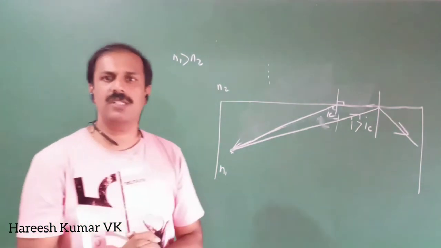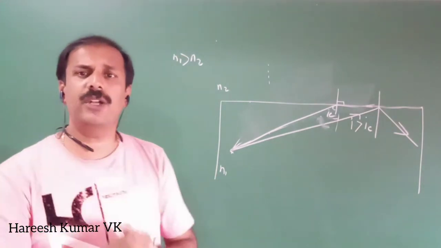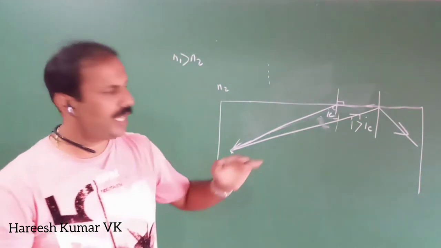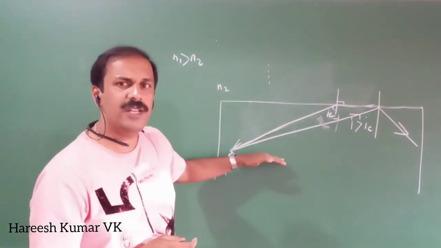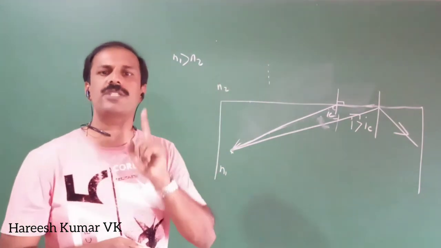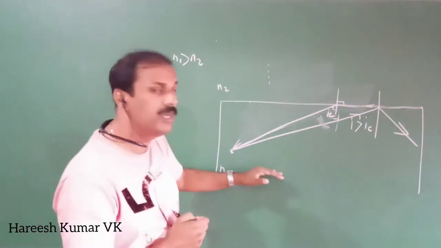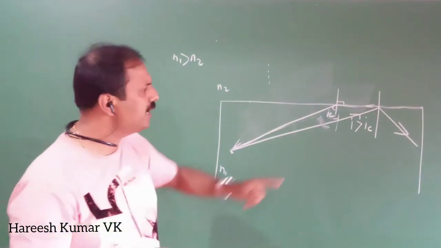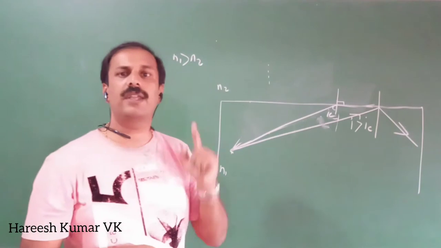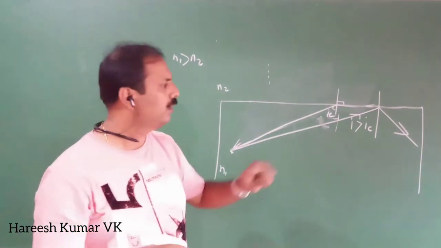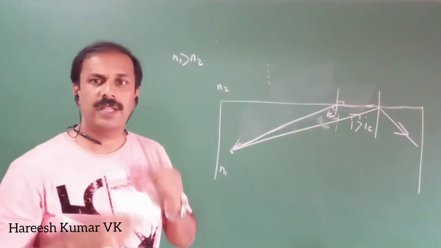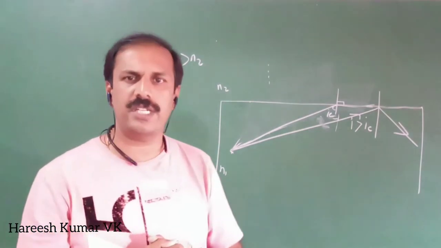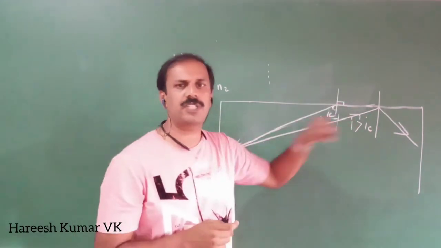Here, what are the things you have to remember? In order for total internal reflection to take place, there are two conditions. The first condition is that light should try to pass from a denser medium to a rarer medium. The second condition is that the angle of incidence should be greater than the critical angle. When these two conditions are satisfied, total internal reflection will take place.